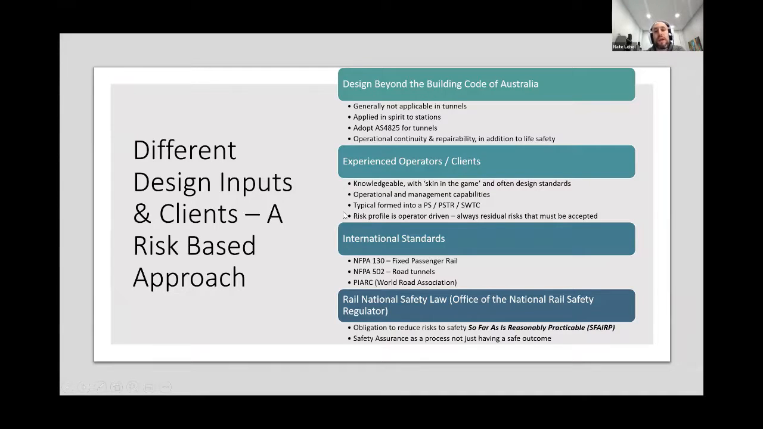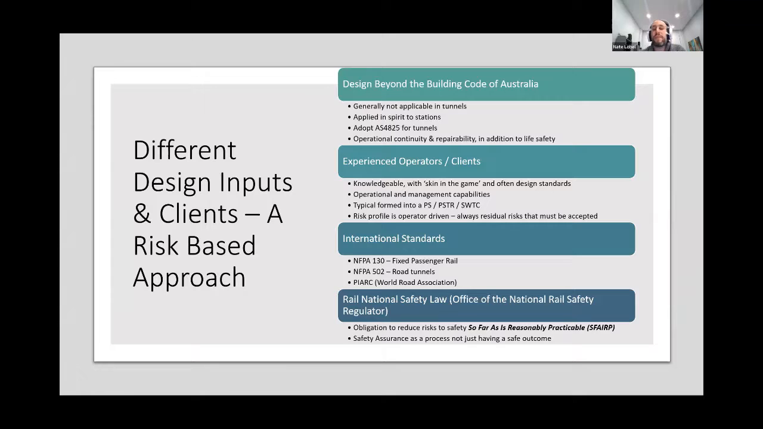If you're working on a project, you'll also typically be given what's called a PS, a PSCR, an SWTC, or some other acronym, their performance specification or a statement of works and technical criteria. You could almost call it your building code for the project. It's the requirements for the project that you must achieve, and they're typically quite specific to that project. But often, particularly for fire, they're worded as this is the minimum.